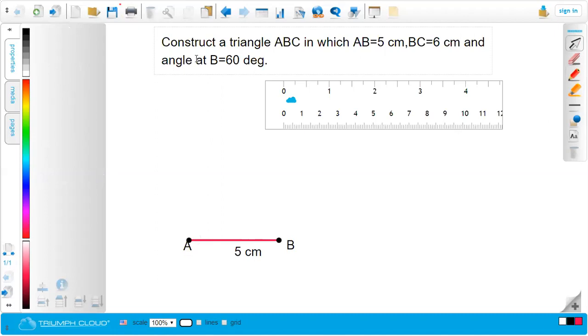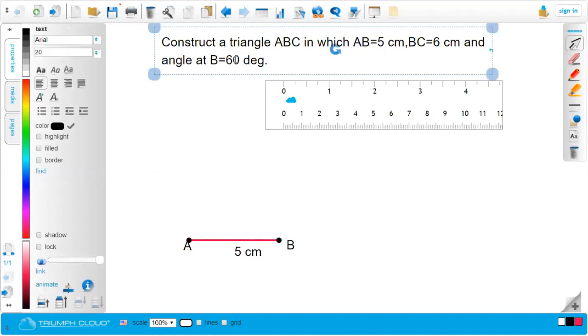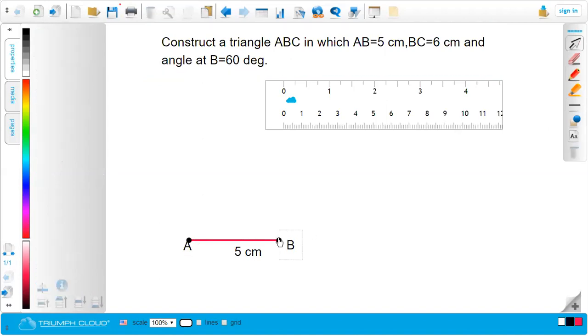Here the angle of 60 degrees is formed at the point B. So taking B as a vertex, let's draw an angle of 60 degrees with this line segment. Let's make an angle of 60 degrees at the point B, taking B as a vertex, and the angle will be formed with the line segment AB, with the side AB.